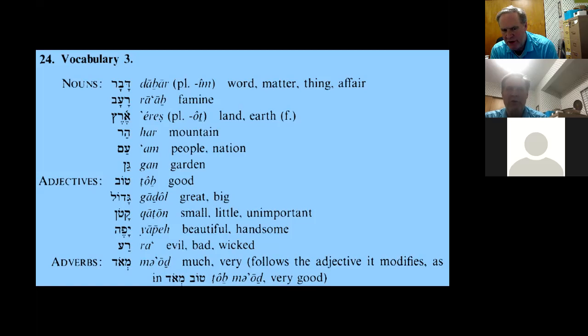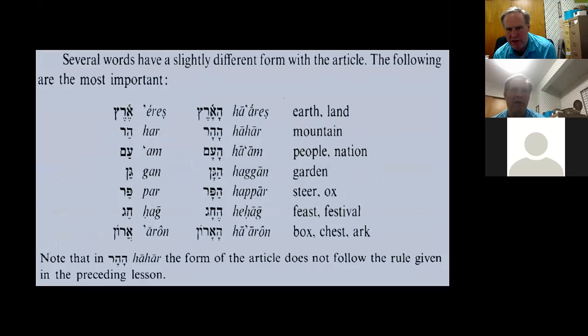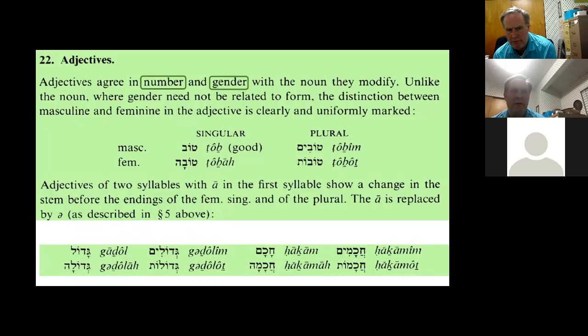So if you say tov, that means good. Tov me'od means a whole bunch of good. In other words, it's very good. If you said gadol me'od, that would be very big. Or katon me'od would be very small. Or yafeh me'od would be very beautiful. So it's a nice adverb to add on different adjectives. Okay, let's continue. So last time we started, we went through this first part about the definite article, and that was great. Back here, adjectives agree in number and gender.